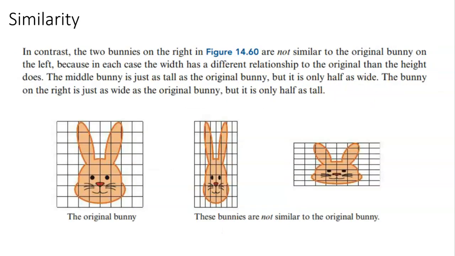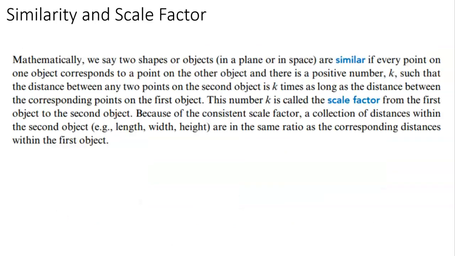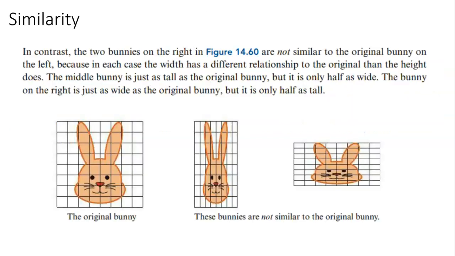Here's the precise definition right here. Mathematically, we say two shapes or objects are similar if every point on one object corresponds to a point on the other object, and there is a positive number k such that the distance between any 2 points on the second object is k times as long as the distance from the corresponding points on the first object. Holy smokes. Let's go to this bunny to look at it for a moment.